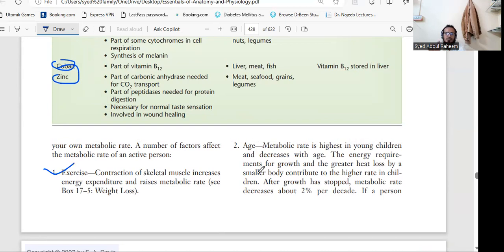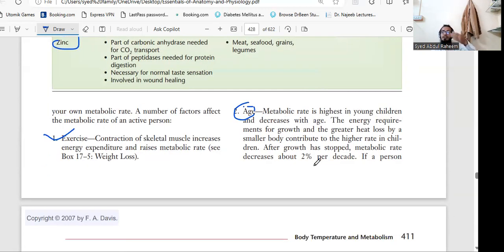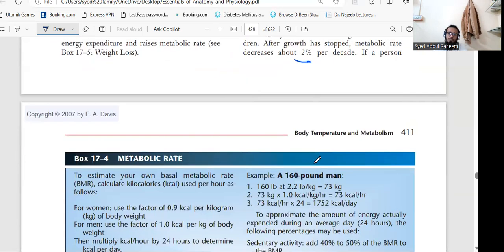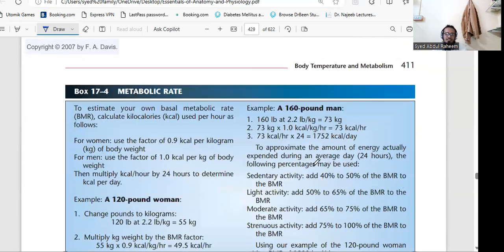Exercise: if you do exercise, metabolic rate increases because you are using the energy. Okay, age. In children, what happens? Metabolic rate is high because they jump from one place to another. They work, they play, everything happens. But after that, gradually, every 10 years, the metabolic rate decreases by 2%. By 40 years, the metabolic rate decreases by 10 to 15%.